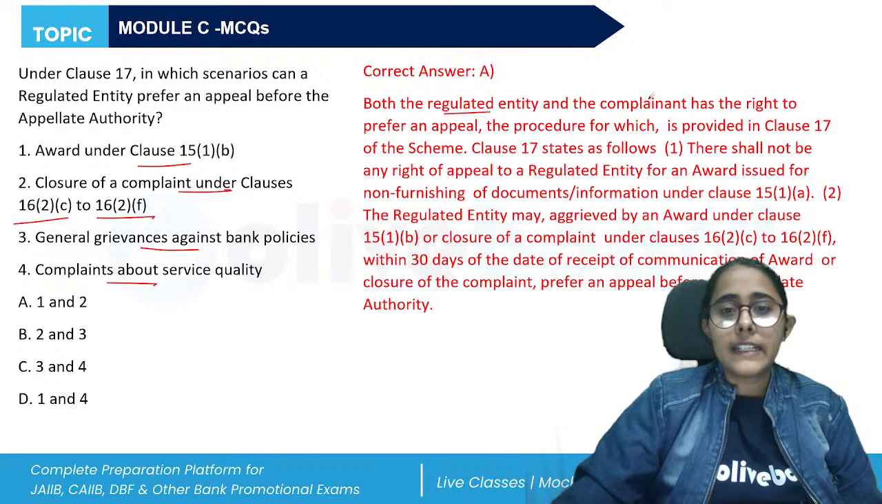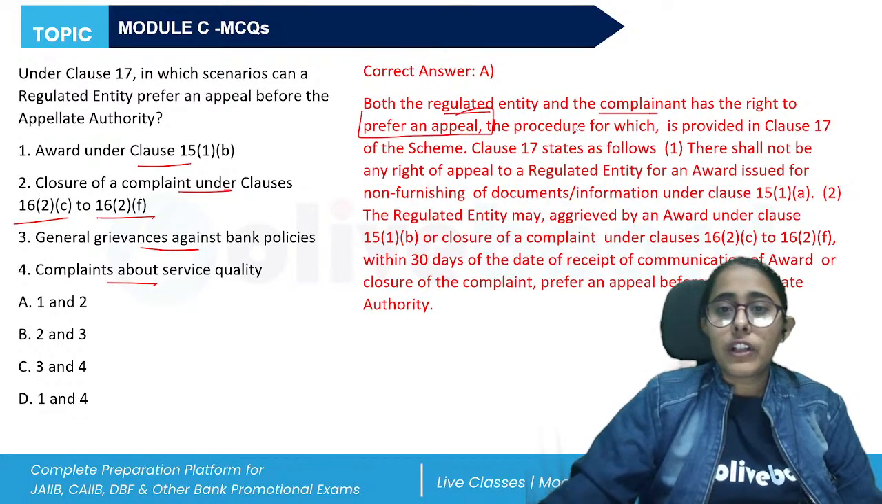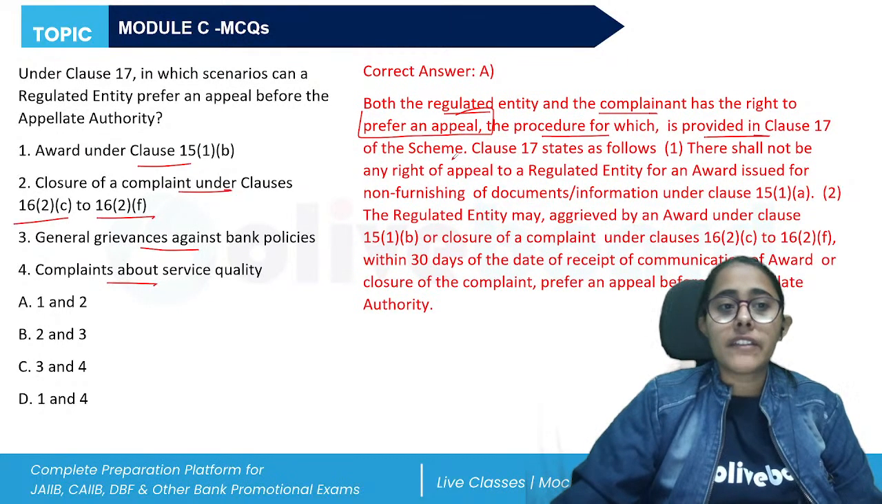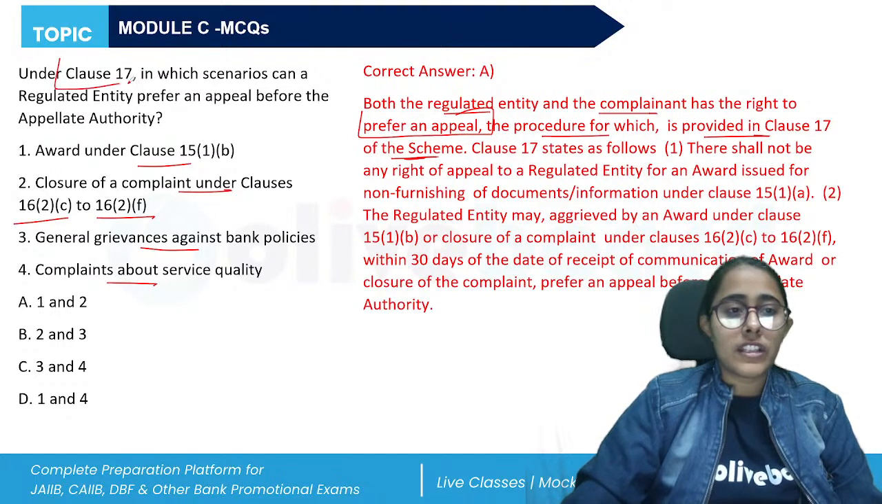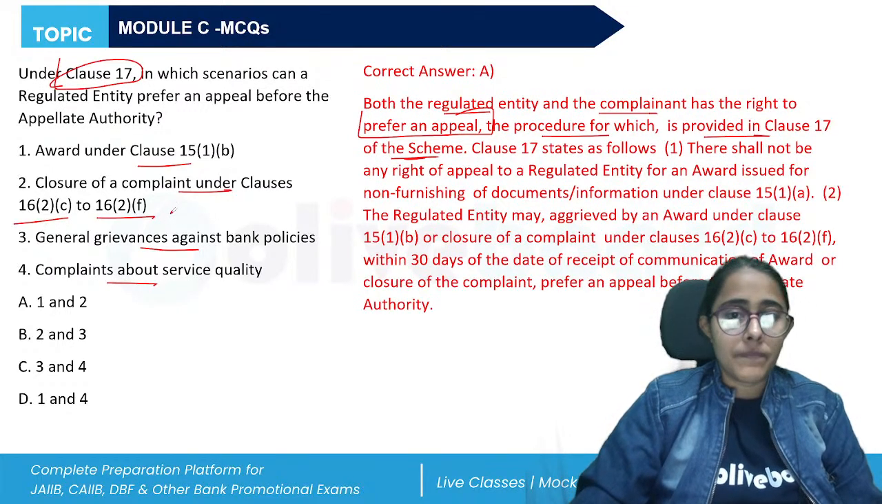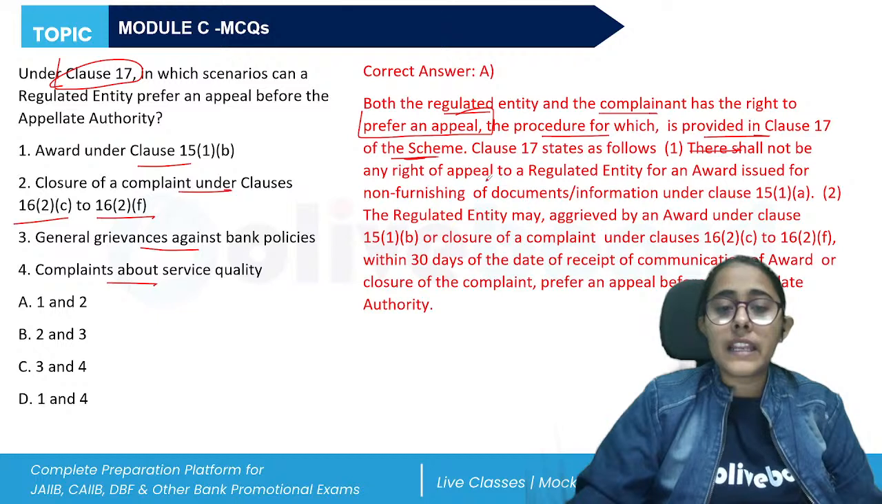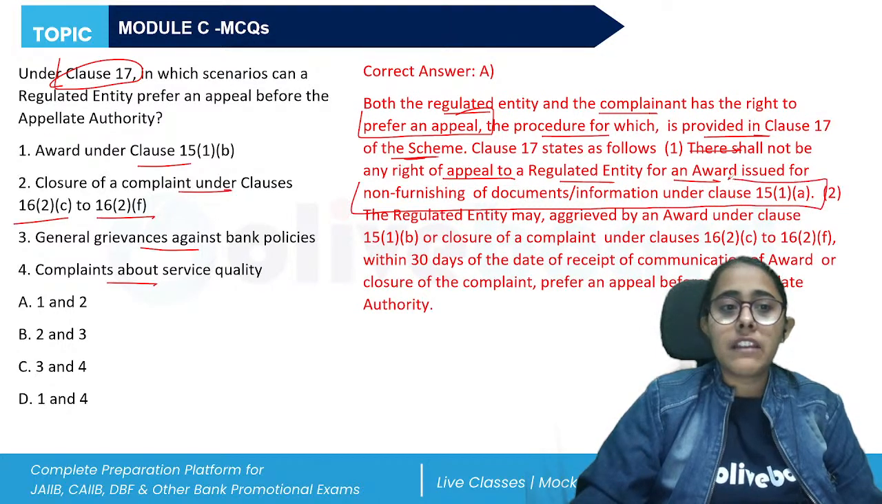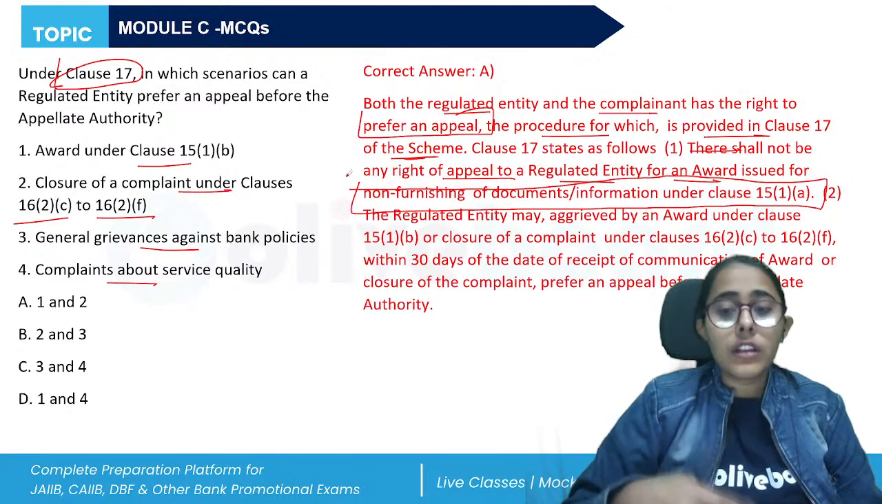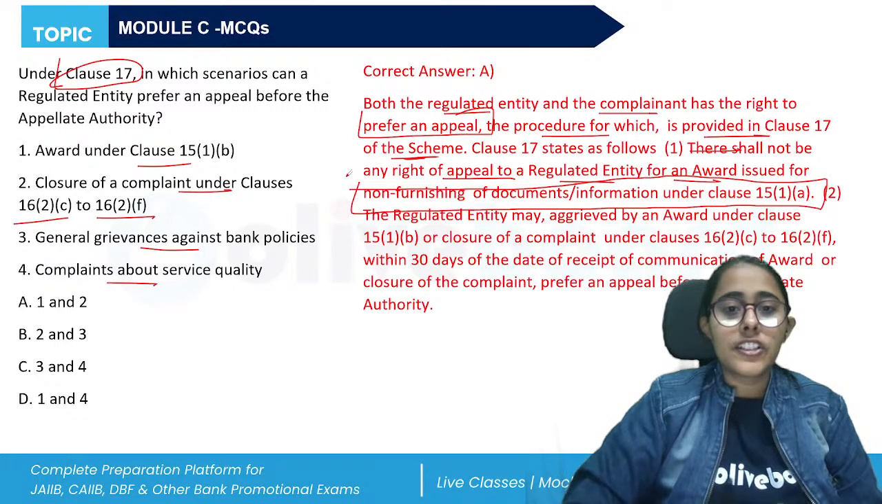Both the regulated entity and the complainant have the right to prefer an appeal, the procedure for which is given in clause 17 of the scheme. So here in the question itself, clause 17 is mentioned. It states that there shall not be any right of appeal to a regulated entity for an award that is issued for not furnishing of documents or information under clause 15(1)(a). Right? They cannot file an appeal where the decision is taken for the non-furnishing of documents.